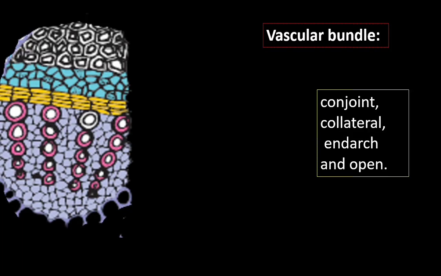Why do we call this vascular bundle conjoint? Here there is phloem and xylem. Xylem and phloem are arranged side by side along the same radius, so this is conjoint. Only one side phloem is present, so the vascular bundle is collateral. The xylem is towards the center, so the vascular bundle is endarched. The vascular bundle is open because in between xylem and phloem there is cambium. If cambium is present, the vascular bundle is called an open bundle.